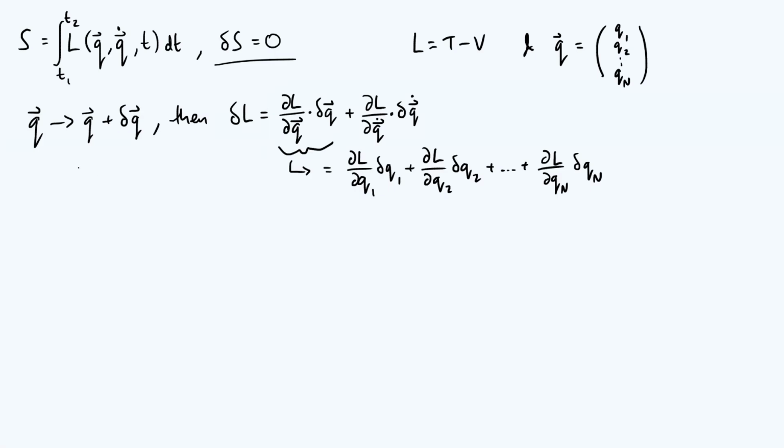I'll also mention at this stage that the one restriction we're going to impose on these delta q's, and let me write this down, is that delta q evaluated at a time of t1 and delta q evaluated at a time of t2, those both have to be 0. And physically what that's saying is we are investigating the motion between a fixed given start point and a fixed end point, right?